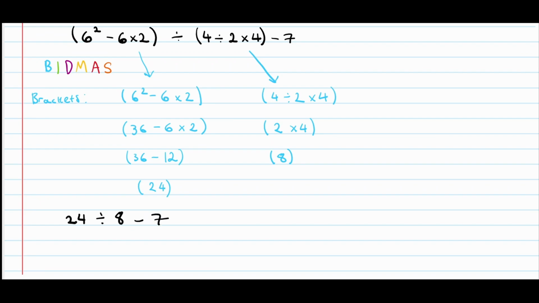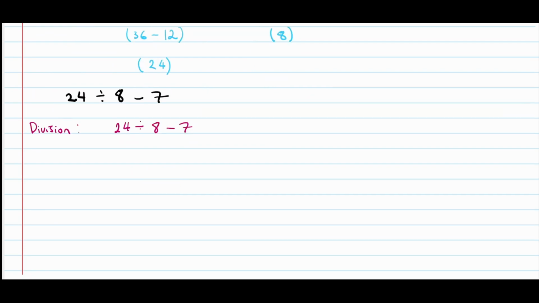That's our next step. We've done that now. We've finished brackets. So after brackets, what's next that is left? Indices, which we don't have any indices. Division is the next thing we have. The 24 divided by 8 is the next thing that we need to solve. So we now need to solve 24 divided by 8, which is actually 3. And we're left with 3 minus 7.